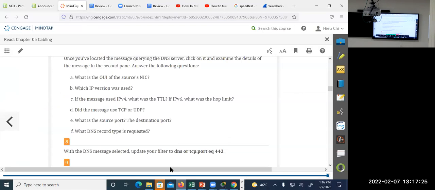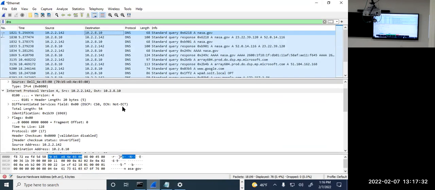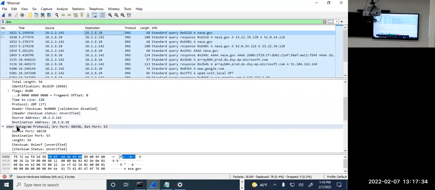What else? Does it use TCP or UDP? You can look it up again. You see, for this one here, it is UDP, because it uses the datagram protocol, and for DNS, it uses UDP.